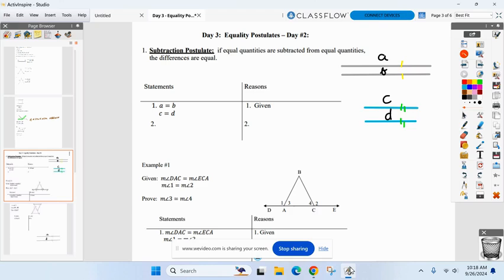Getting smaller now. Okay. So what I did, the same thing I did yesterday for addition with you guys: I got a line segment A equal to line segment B. C and D are equal, but now I want to subtract.